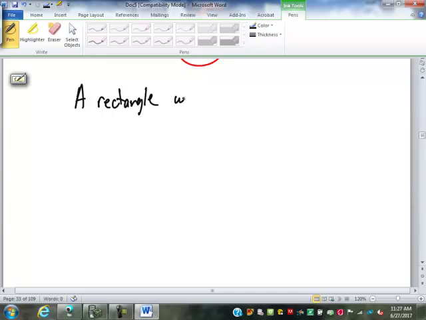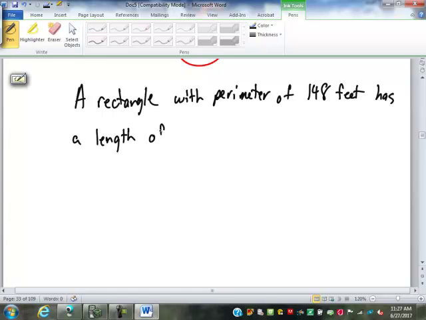A rectangle with perimeter of 148 feet has a length of 48 feet. Find the width.